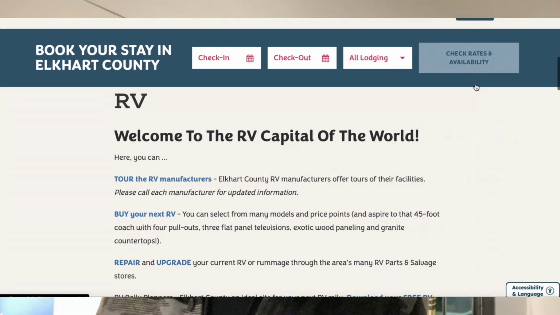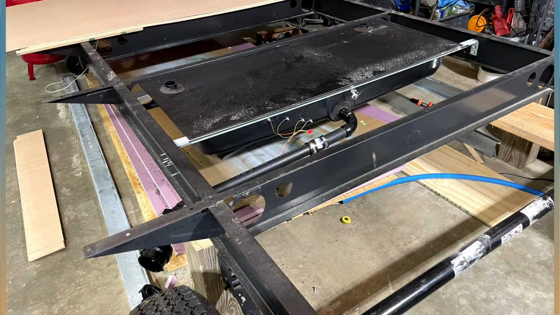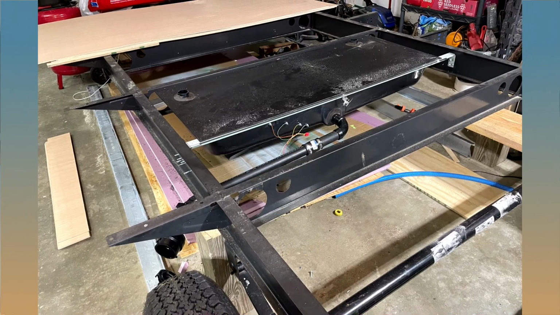How did I get the frame for this? Well, I didn't build it from scratch. I picked up a surplus frame from a company called Bontrager's RV Surplus in White Pigeon, Michigan. I was thankful that they actually had a 24-foot travel trailer frame, which is as big as I could go with because that's all that would fit in my garage at the time to get this project started.